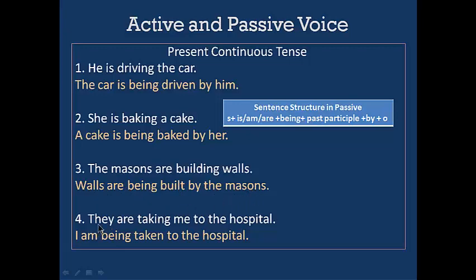Look at the fourth example. They are taking me to the hospital. To the hospital is a prepositional phrase, so it shouldn't take the subject place. We have me, the object of this sentence. It will take the subject place in the passive form. I am being taken to the hospital. If you want to add by them, or you want to omit by them, that's okay, because we know that the sentence gives a complete thought. The idea is completed here, so no need to add by them.